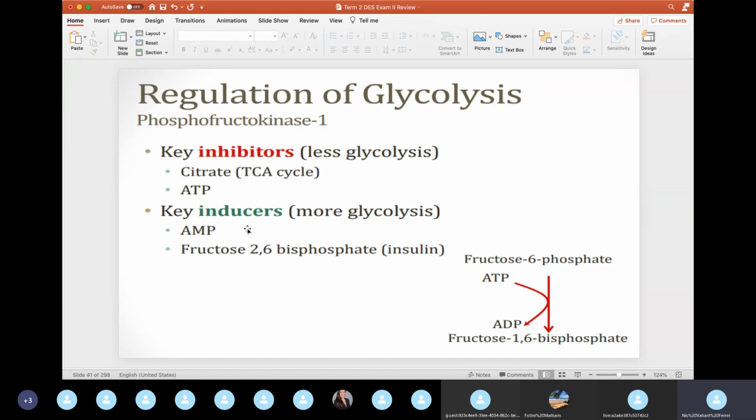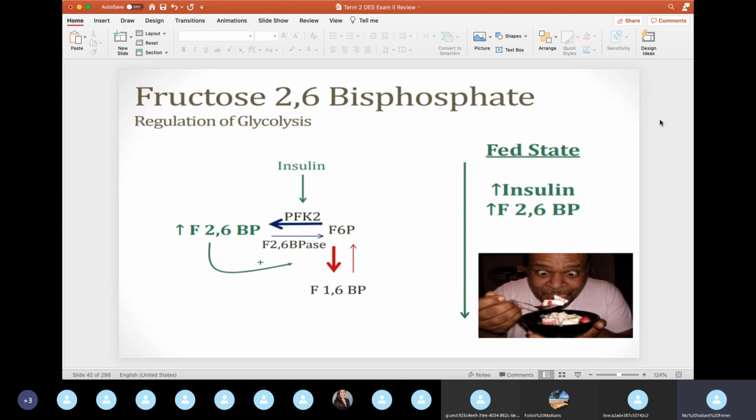So how do we regulate glycolysis? What's the rate limiting step? Phosphofructokinase 1. What inhibits it? High energy molecules: citrate from the TCA cycle and ATP. What induces it? More glycolysis, low energy molecules, AMP and fructose 2,6 bisphosphate.